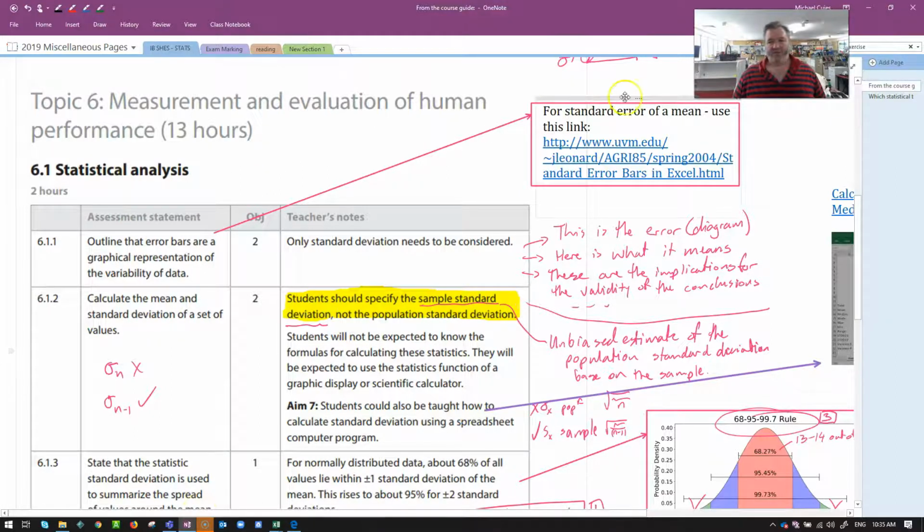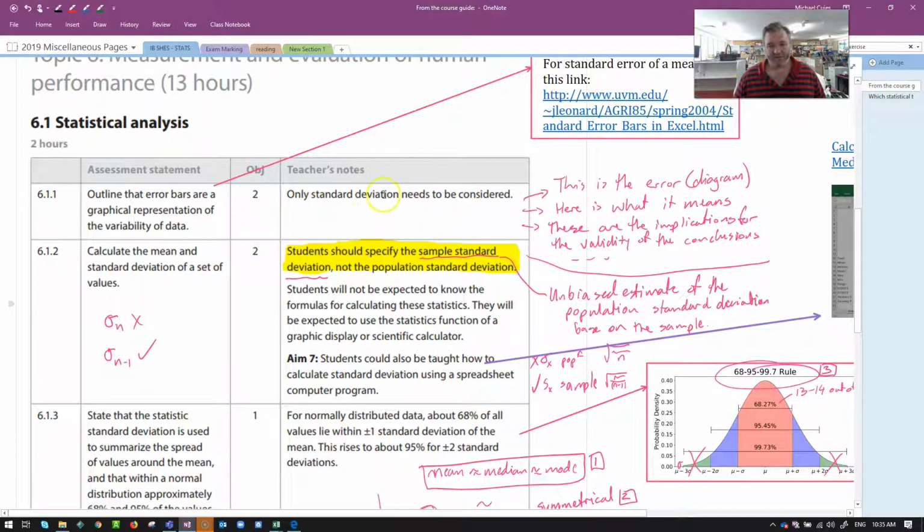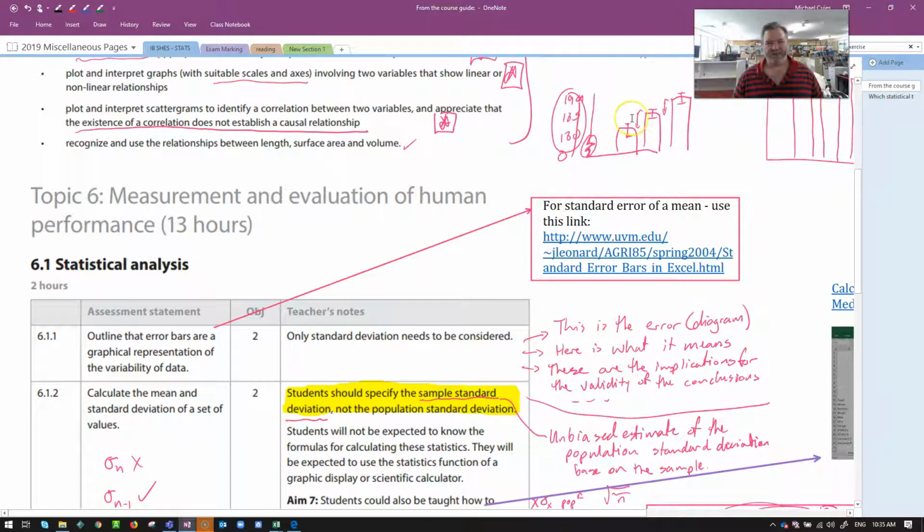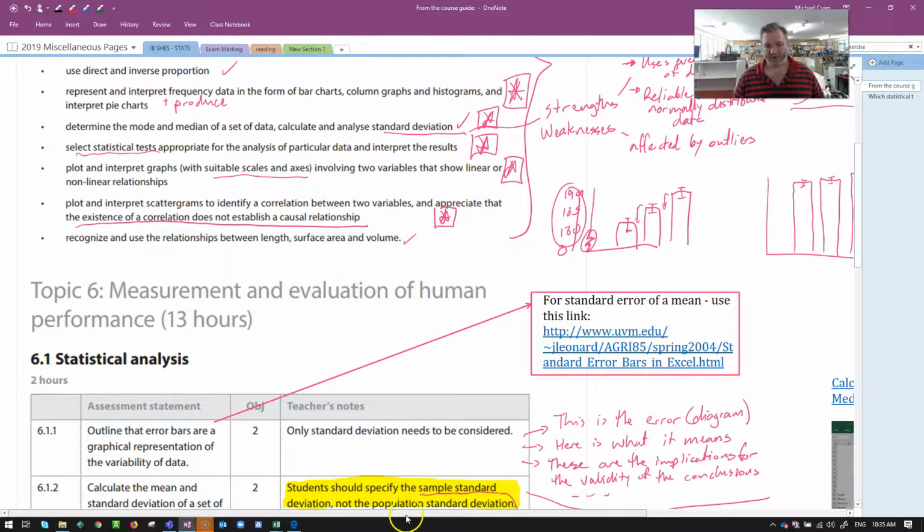What you need to do for this, well, if you want to know about how to use the standard error of a mean, there's a good website that will take you through how to do that and how to get the error bars in Excel. So that would probably be what I would consider. Notes here, only the standard deviation needs to be considered. So what you need to talk about is, if you've produced a graph with these on it, you need to mention them.